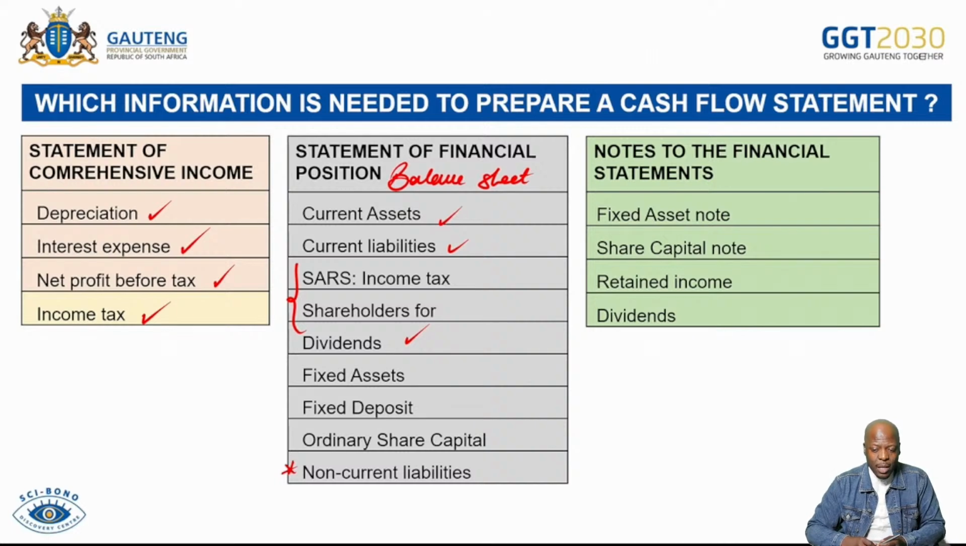And you will need these notes to financial statements. That is your fixed asset note, that is your note number 3, your share capital note, that is note number 7, your retained income note, that is your note number 8. And remember, your dividends also come into your retained income note.